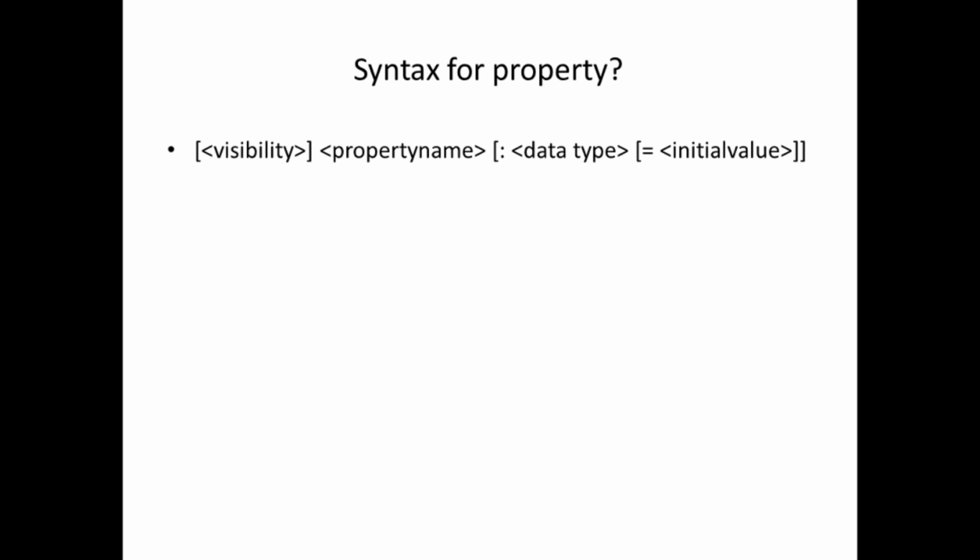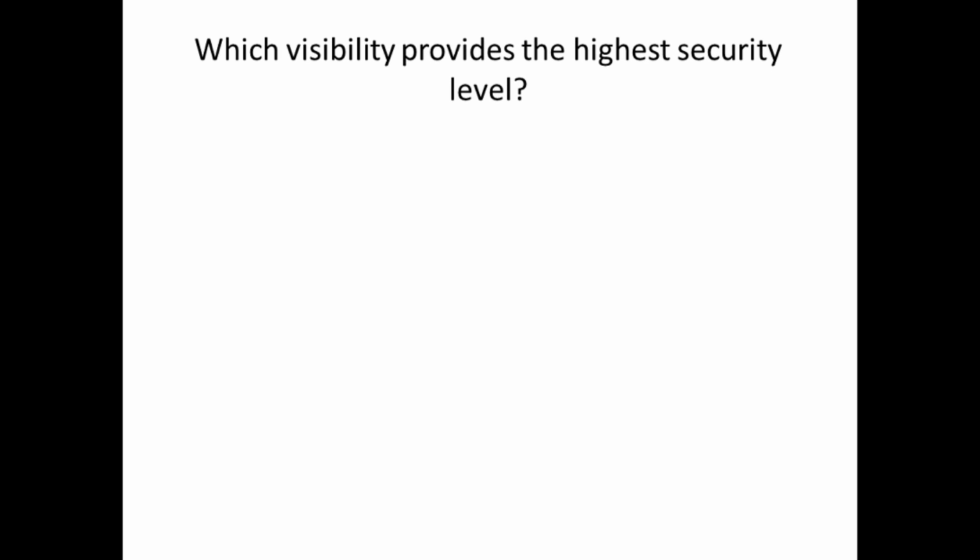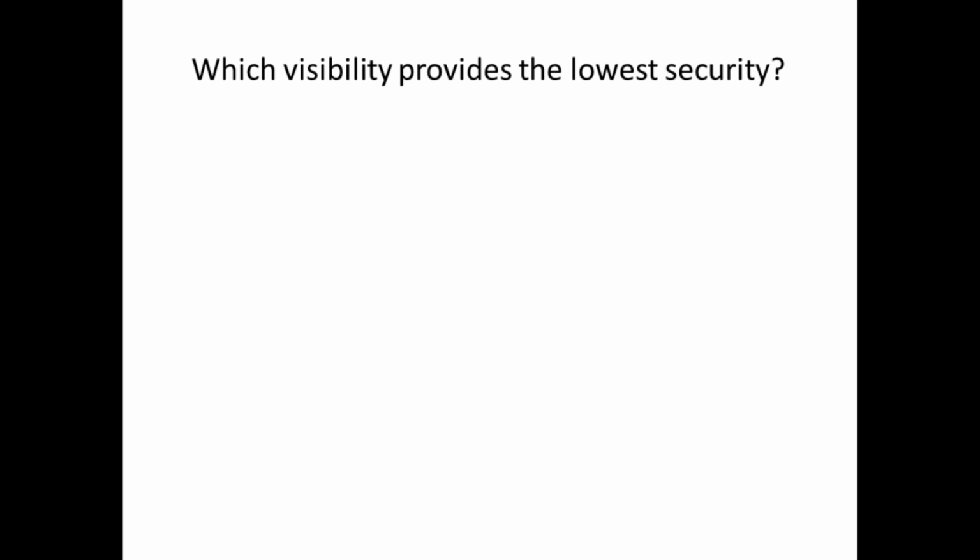Syntax for property. Actually, this is removed from syllabus, but just for knowledge, visibility property name data type is equal to initial value. Same way, syntax for method. Visibility method name argument list colon return type. Which visibility provides the highest security level? Well, the highest security level is provided by private visibility. Which visibility provides the lowest security? Well, that is public. Public means open for all.